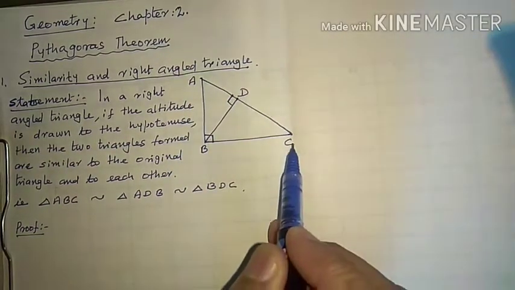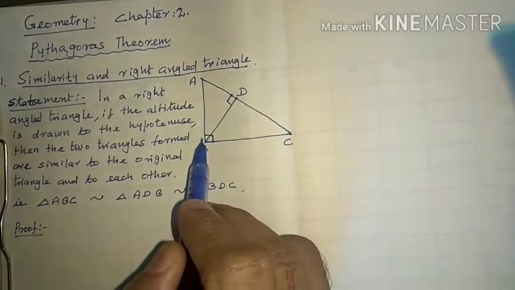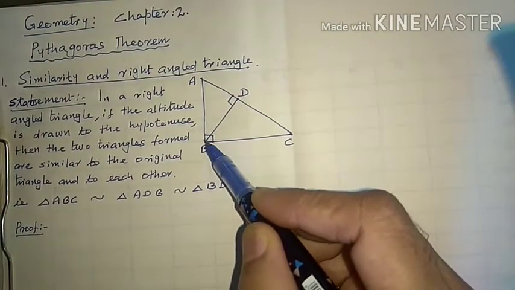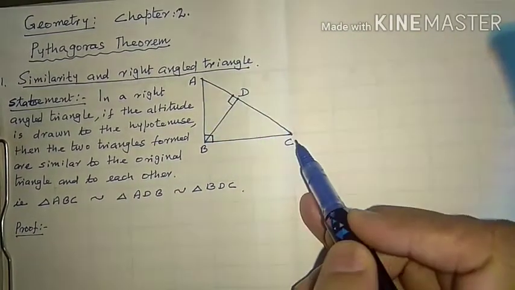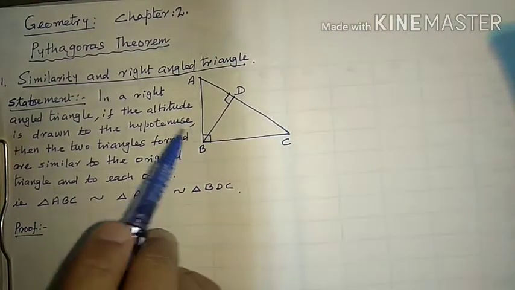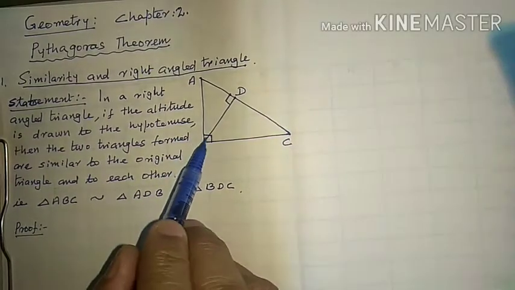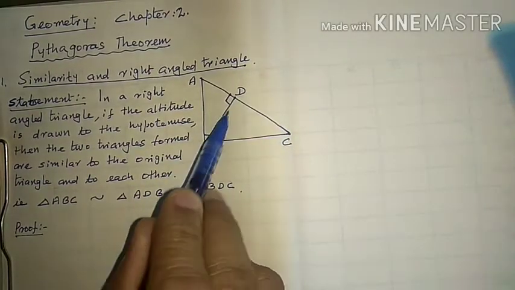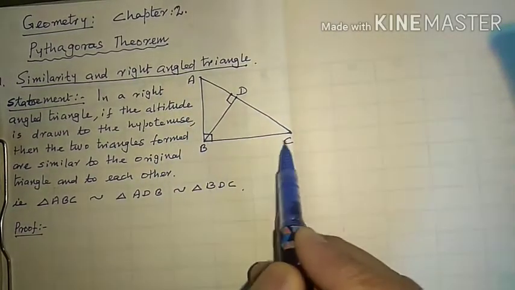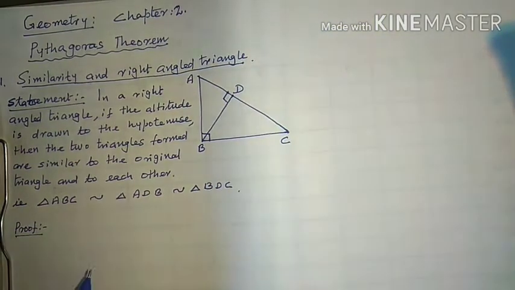A right-angled triangle ABC, right angle at B. From right angle B, a perpendicular is drawn to the hypotenuse, which divides the original triangle into two triangles. Triangle ADB, the smaller one, and the other smaller one, triangle BDC, that also has a right angle, and the original triangle ABC. All these three triangles are similar.